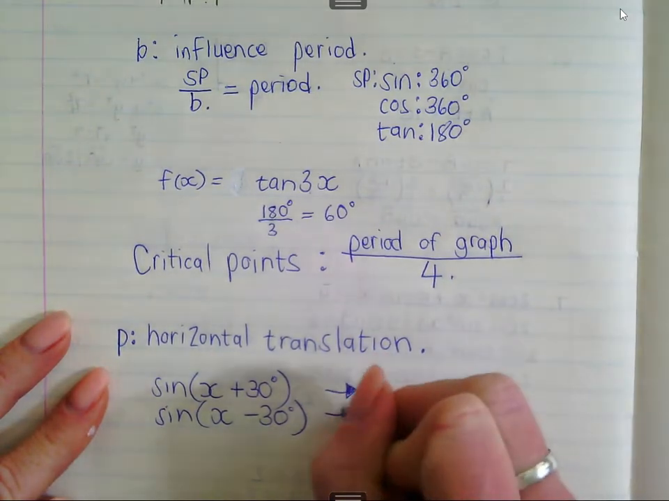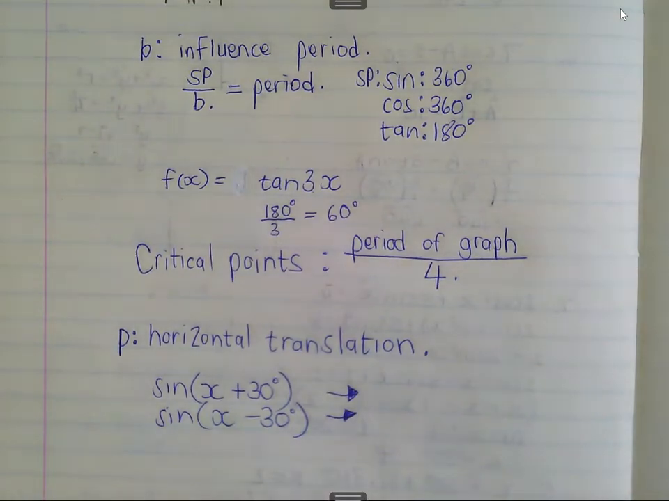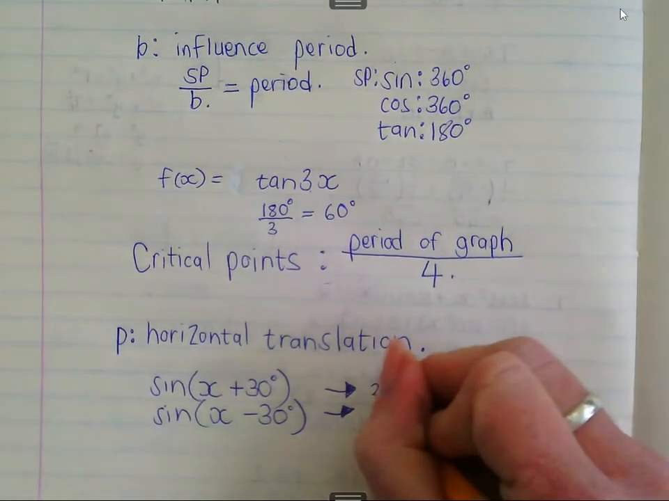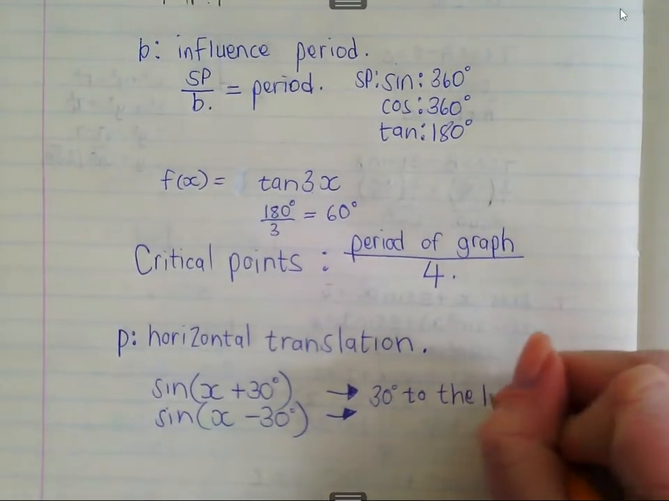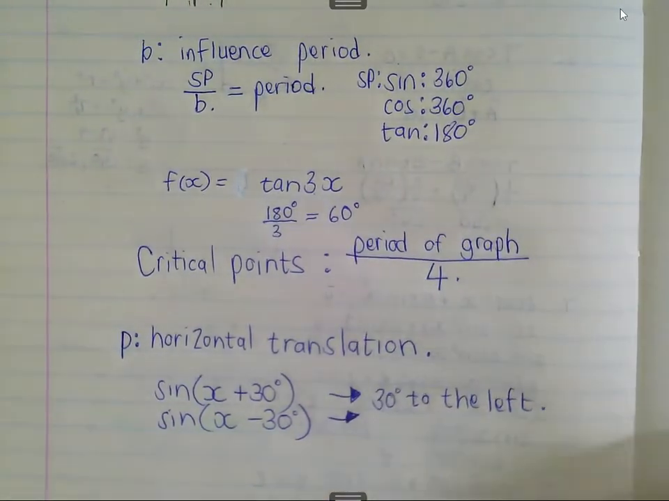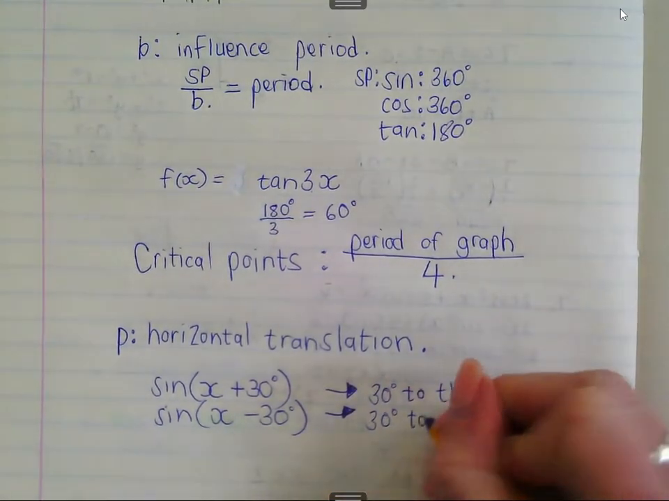Okay, then we get to two familiar ones. P, which is the horizontal translation. What do you think it means when you have sin x plus 30? How did the graph move? 30 degrees? To the left. 30 degrees to the left. It's the same as with algebra, no? And minus 30 is going to be 30 degrees to the right.